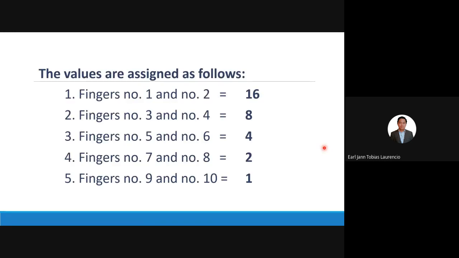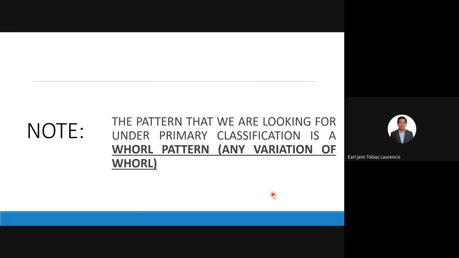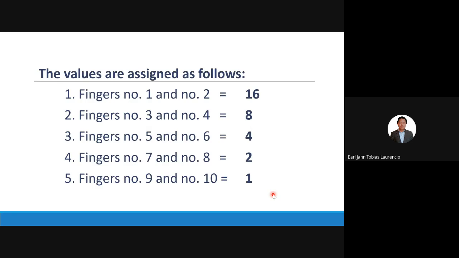The following are the numerical values. Again, take note that only a whirl pattern has a numerical value. Any variation of your whirl pattern has a numerical value. And these are the numerical values. Okay? So the value of a whirl in your finger number 1 and 2 is 16. What is finger number 1 again? Right thumb, sir. Okay. So if a whirl pattern appears in our right thumb, the value of the whirl in the right thumb is 16. If a whirl pattern appears in finger number 2, what is finger number 2, Mr. Sarget?